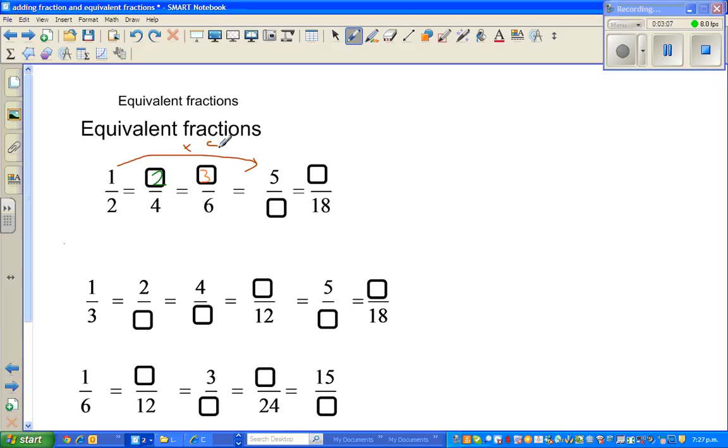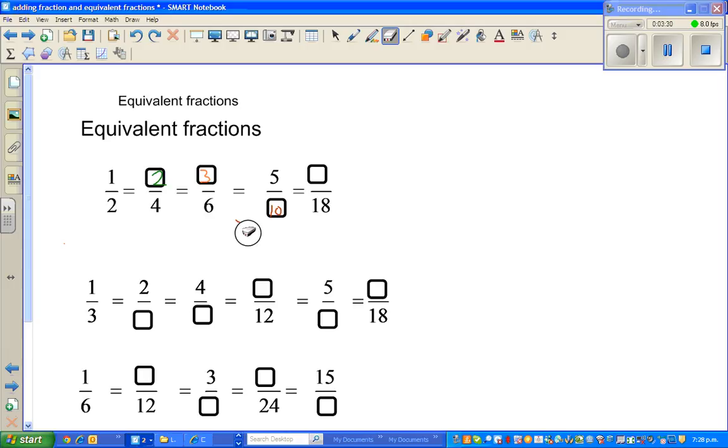So whatever you do to the top number, you do to the bottom number. So you have to do the same thing to the bottom number. 2 times 5 is equal to, that should be pretty easy, that is 5/10. Let me erase this.